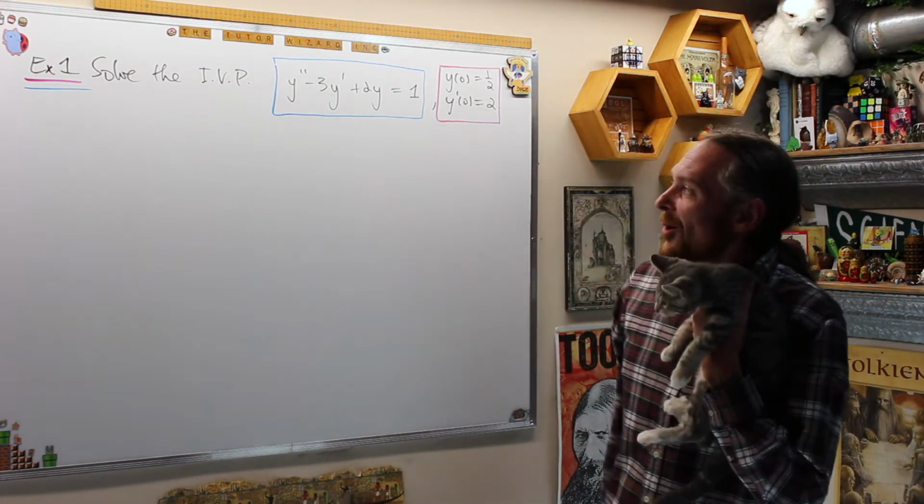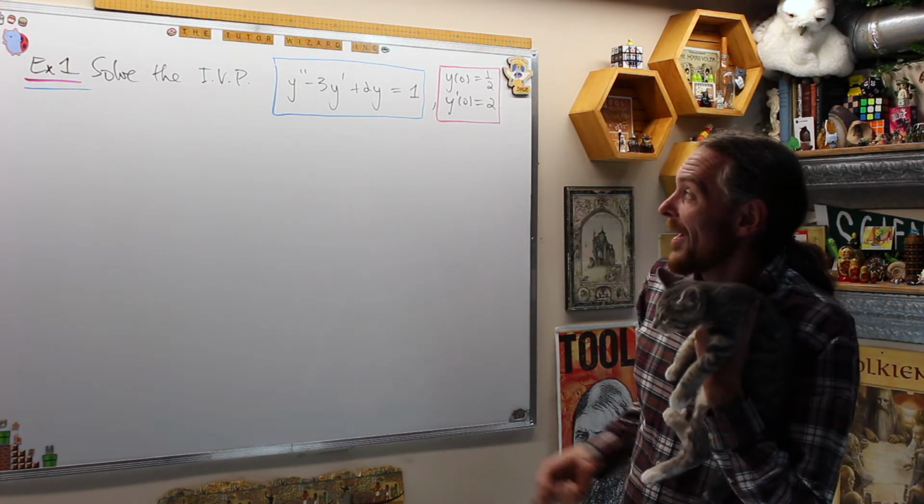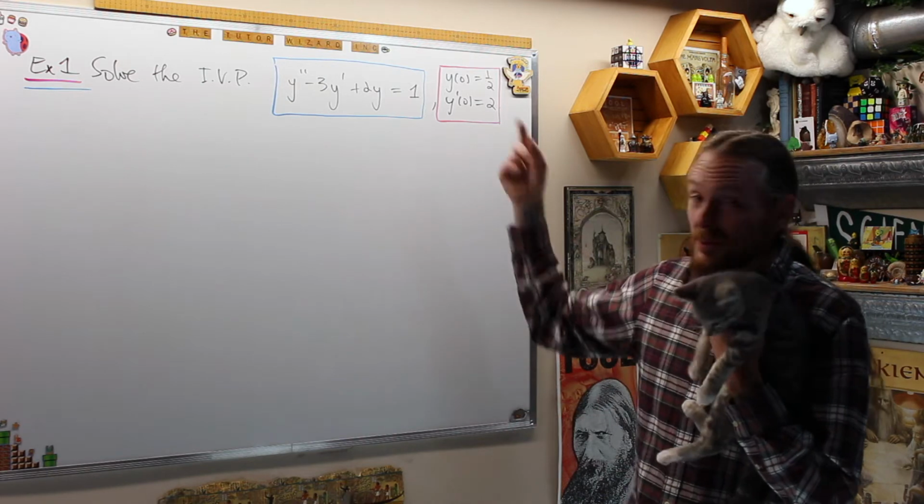What we're going to do is solve the initial value problem y prime prime minus 3y prime plus 2y equals 1.